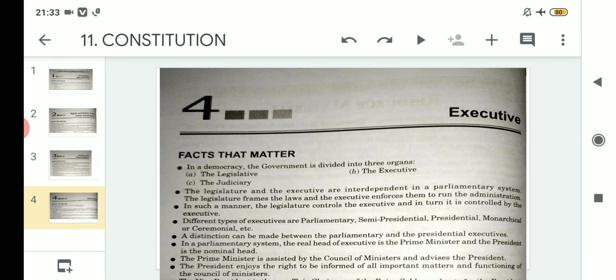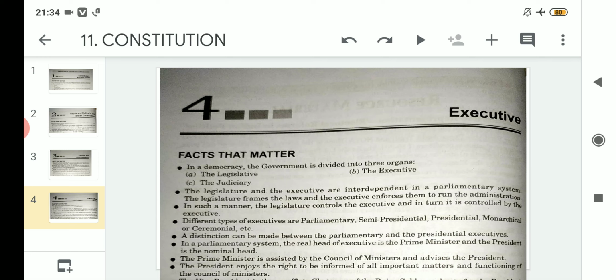So these are the different types of executive that are present all over the world. Some countries have a parliamentary form of government, some have a semi-presidential form, some have a presidential form, some countries have a monarchical government, or some countries might also have a ceremonial type of government. So the types of executive may be parliamentary, semi-presidential, or presidential. The form of executive present depends on the form of government in a particular country.